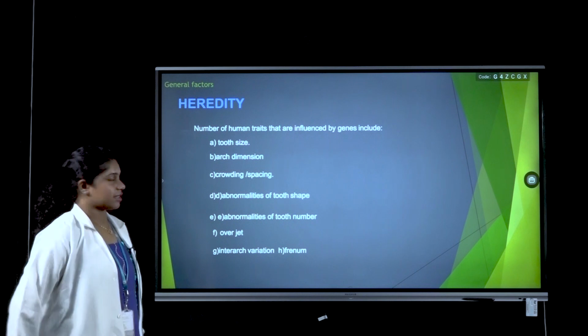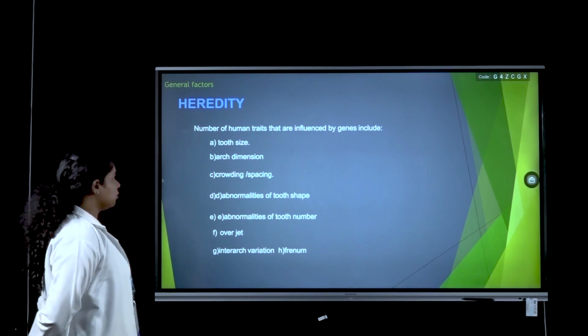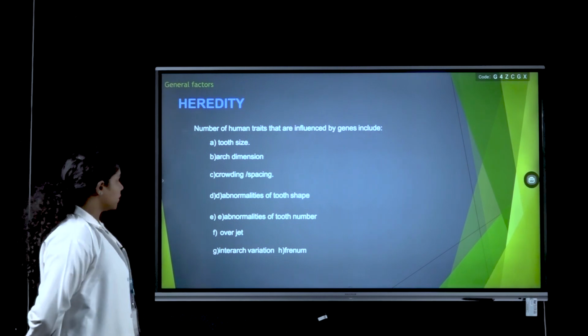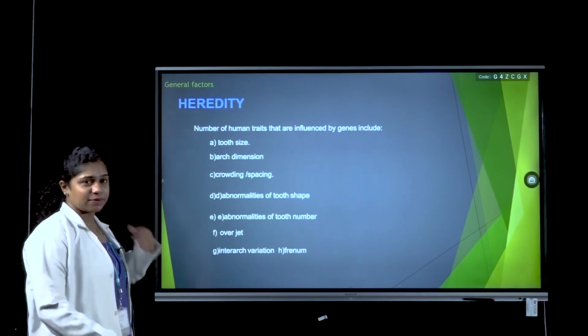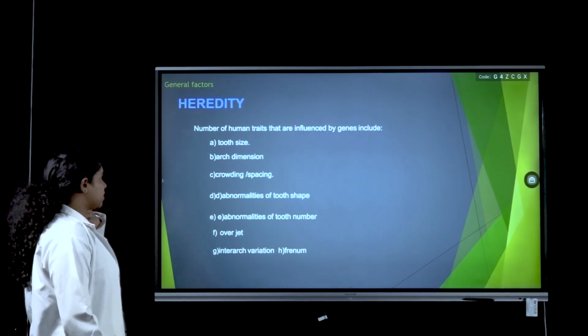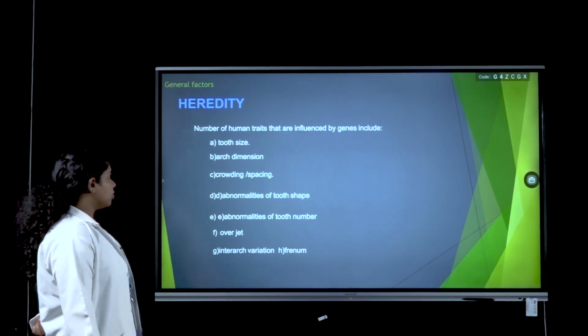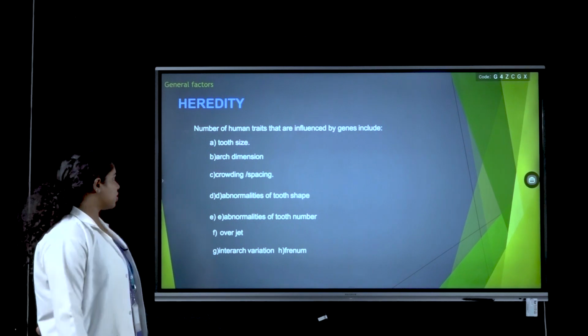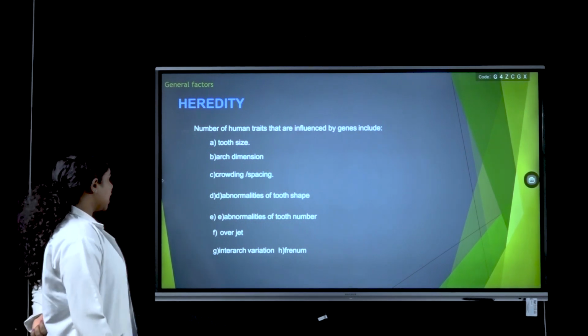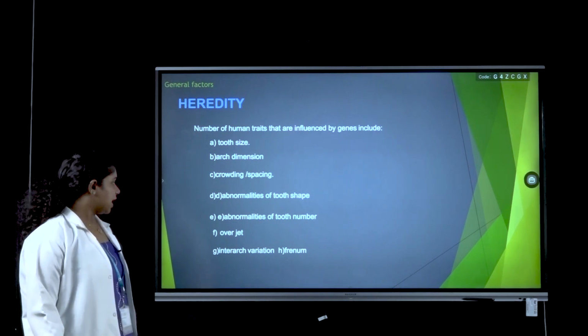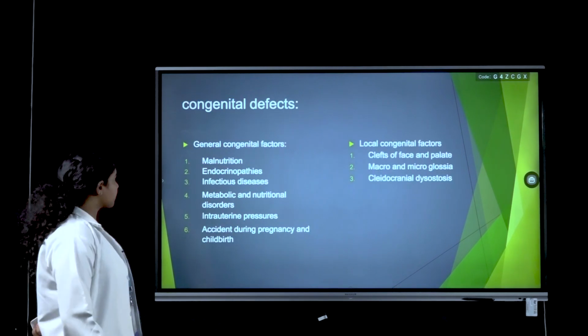Coming to the general factors. The first one is heredity. There are a number of human traits that are influenced by the genes, which include tooth size, arch dimension, crowding or spacing, abnormalities in tooth shape or tooth number, overjet, interarch variation, and frenums.